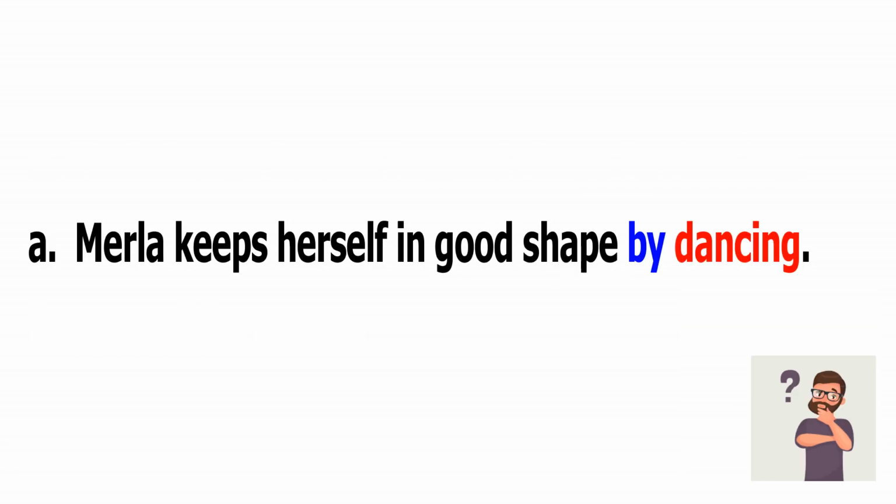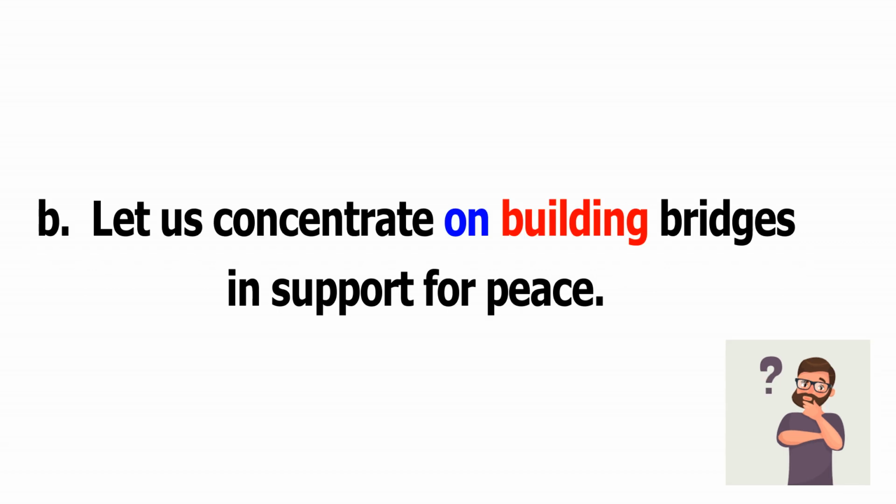In the first example that we have, our gerund is dancing and it functions as an object of the preposition because it describes the preposition and is found after the preposition by. The explanation for our second sentence is simple. Our gerund is building that functions as an object of the preposition because it is found after the preposition on.